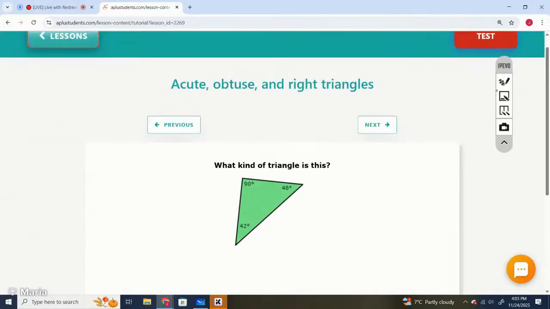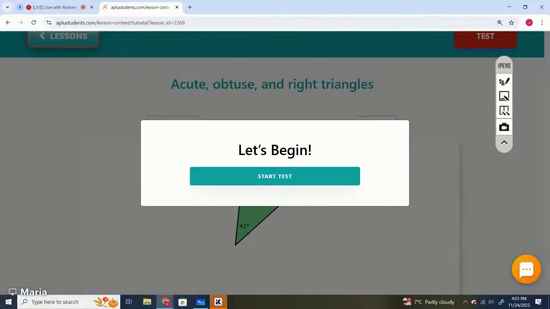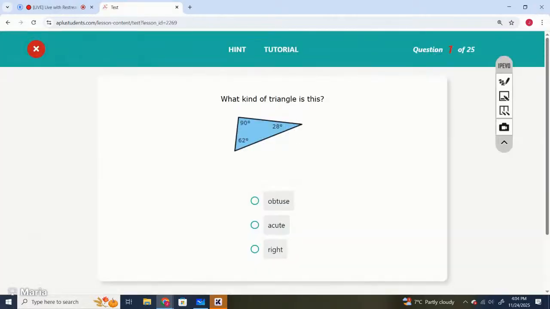Let's just start with the test questions. What kind of triangle is this? One of the angles measures exactly 90 degrees, so that is the right triangle. The correct option is right. Option number 3 is the correct option.